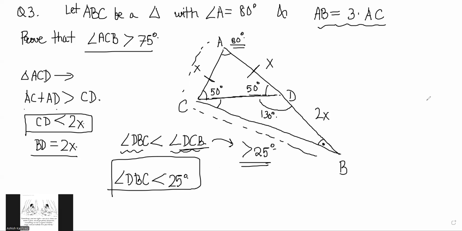So the point is triangle inequality and saying that CD is smaller than 2x, but DB is 2x. And from there, greater angle has greater side opposite to it. So we are using that to conclude about the inequality. Is everyone understanding what is happening? Okay, so basically we are using the concepts that we have done so far.